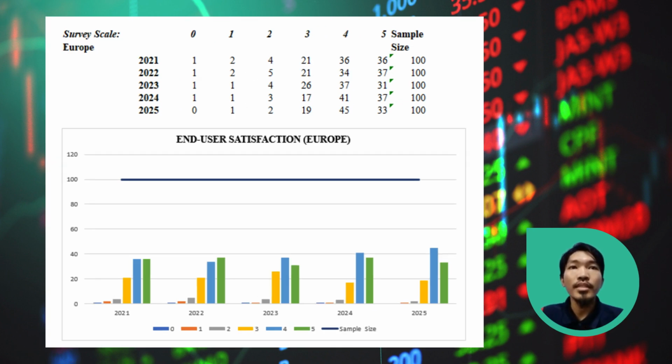In Europe, customer satisfaction reached scale 5 in 2022. However, from 2023 onward, the highest rating shifted to scale 4, suggesting a slight decline, although satisfaction remained generally positive.